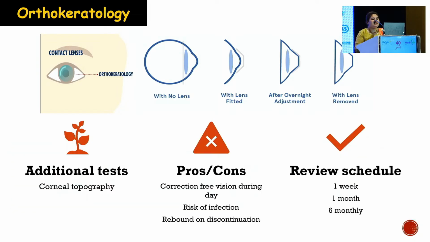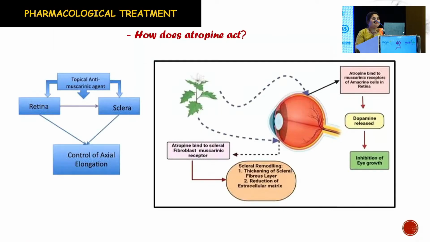The pros is that the patient can be correction-free in the daytime, but there is always going to be the risk of infection in patients who are using these ortho-K lenses, and also a rebound on discontinuation. The pharmacological treatment, as most of us are aware, and we are all practicing the same as well, is the low-dose atropine. How does it have effect? How does it control the myopia? It acts on the muscarinic receptors in the retina and the scleral level and the choroidal level. At the retinal level, it influences the release of dopamine from the amacrine cells, which modulates the ocular growth. At the scleral level, there is a scleral remodeling happening.